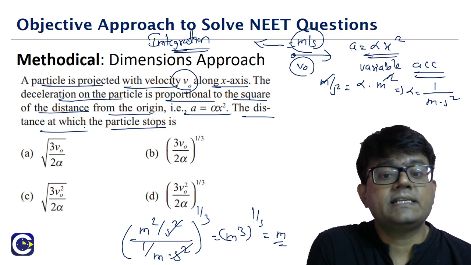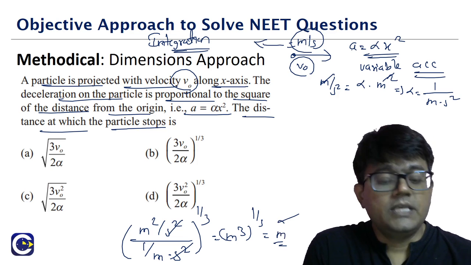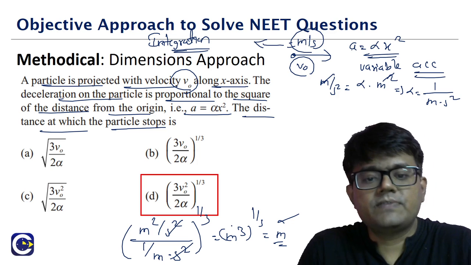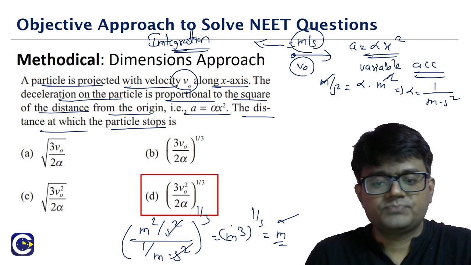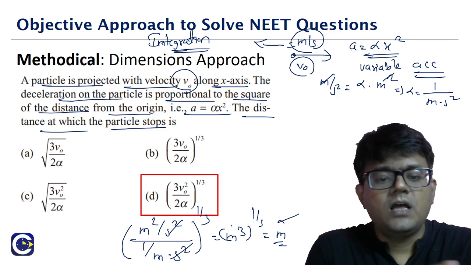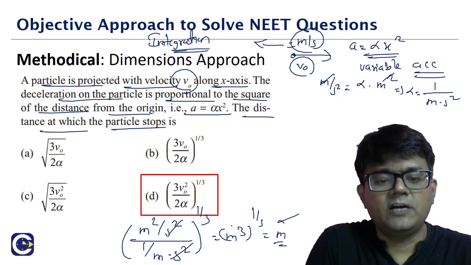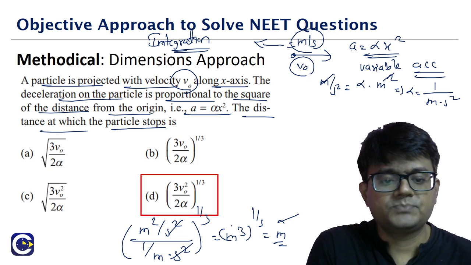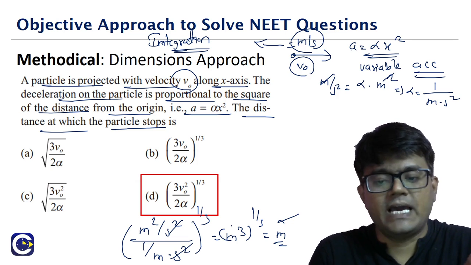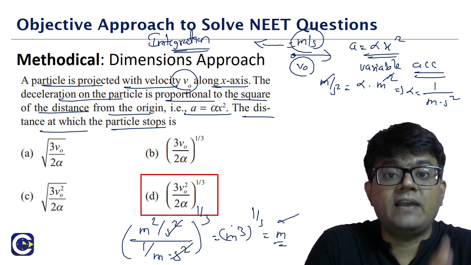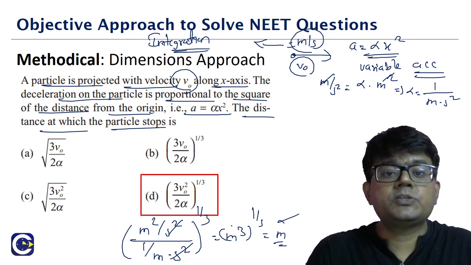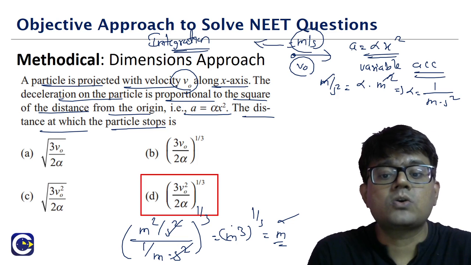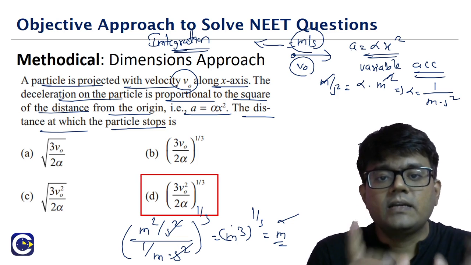The question asks for the distance at which the particle stops. Look at option D, it gives an answer which matches the SI unit of distance. The other options are not like that. Option A has root v0 by alpha, option B has v0 by alpha whole power 1 by 3, they will definitely have different units. Option C has root v0 square by alpha. So all these four options will have different units. Only in option D do we have a unit matching the unit of distance. So we are able to conclude that this is the answer based on the dimensions approach.